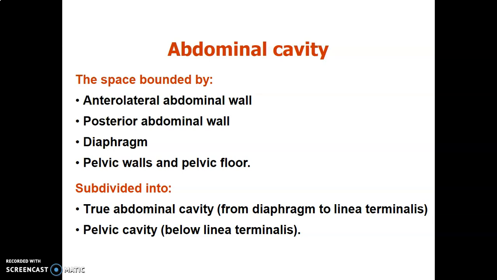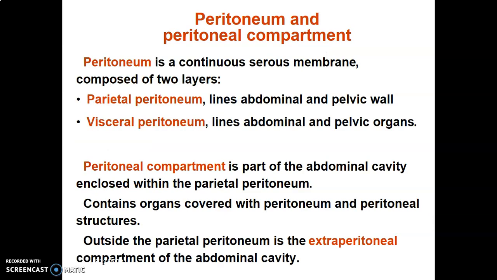And the abdominal cavity is divided into a true abdominal cavity, from the diaphragm to the linea terminalis, and you have the pelvic cavity below the linea terminalis. Then we have the peritoneal compartment, whose deeper illustration is in the lecture on peritoneum. Just remember, it's a continuous serous membrane with an outer parietal peritoneum on the abdominopelvic wall and an inner visceral peritoneum that usually lines the abdominal and pelvic organs.